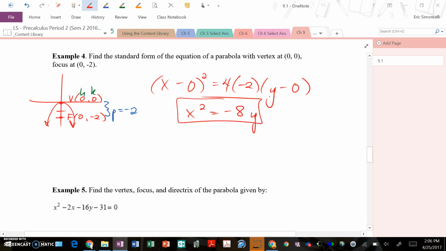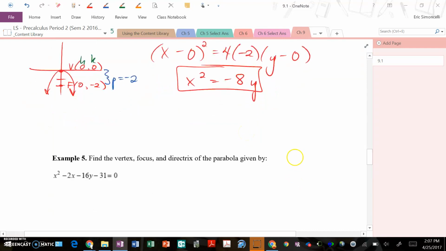Now, in the traditional sense of graphing a quadratic equation, we'd want y to be isolated, and we could still do that. Y equals -1/8 x squared if we wanted to look at it from that perspective. But from this kind of new standard form perspective, we'll leave it as is as our final answer.